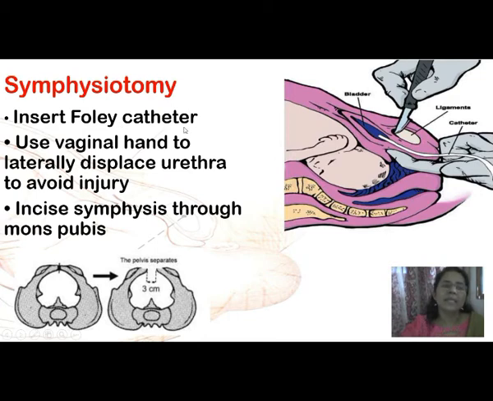Insert a Foley's catheter and use the vaginal hand to laterally displace the urethra to avoid any injury, and cut through the symphysis in the mons pubis. You can see from this picture, you introduce the catheter, then you can introduce a hand inside the vagina and cut the symphysis in the mons pubis area. That is a symphysiotomy.